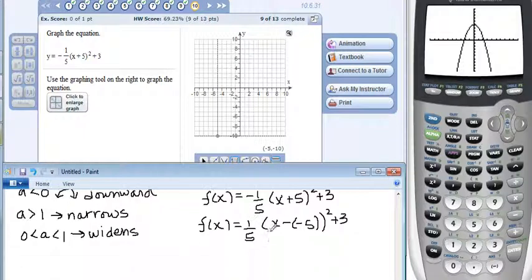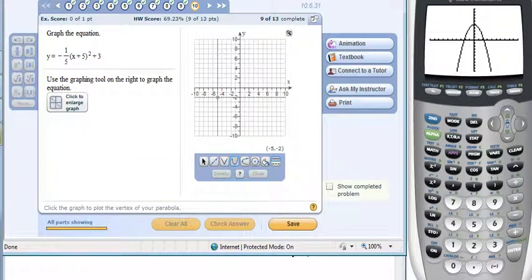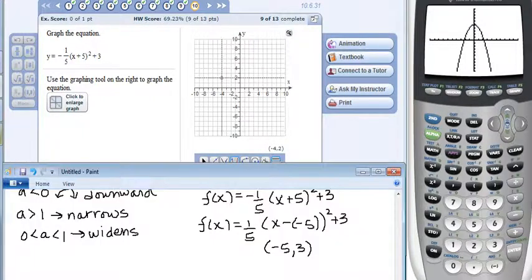Now I can see that my h, k is -5 and 3. That's my vertex. So when this wants the vertex to begin with, we have to do -5, 3.